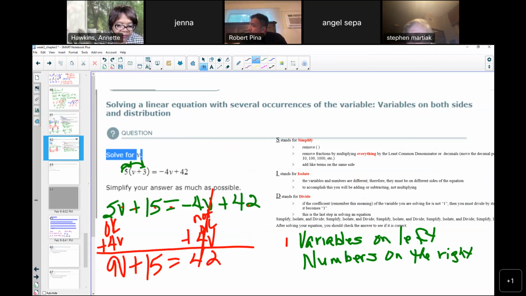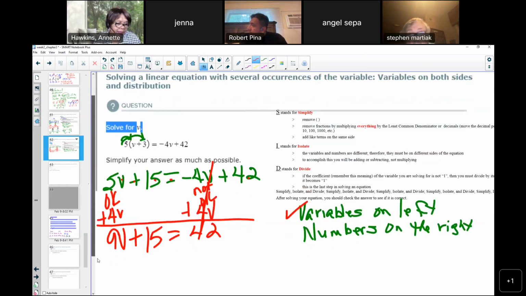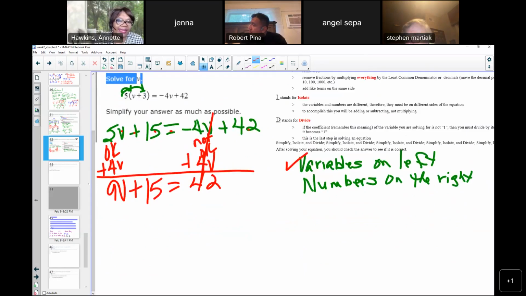So I have the variables on the left. Now I need to get the numbers on the right, okay? So this is 15, it's on the left, so it is not okay.